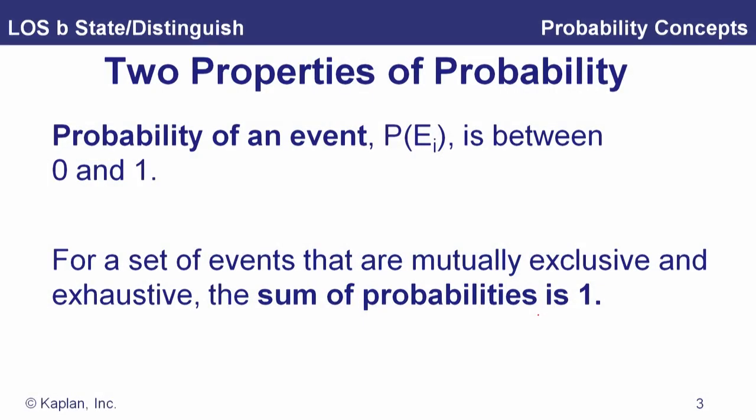The two basic properties of probability are pretty straightforward. The probability of an event is between 0 and 1. Well, 0 is not going to happen, and 1 is going to happen for sure. So in anything between that, we've got a probability. For a set of events that are mutually exclusive and exhaustive, so they don't overlap, no two of them can happen, and they cover all possible outcomes, then the sum of their probabilities is 1 or 100%. We've covered all the possible outcomes.